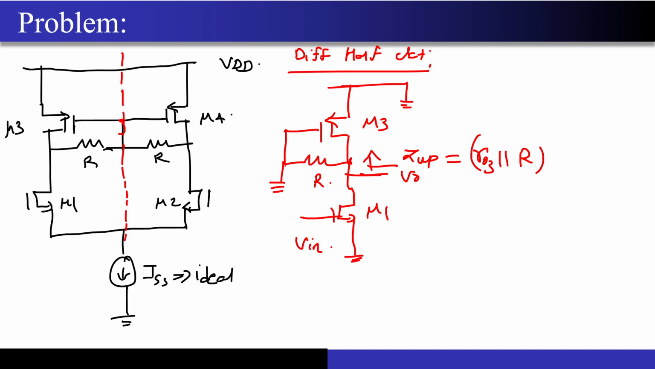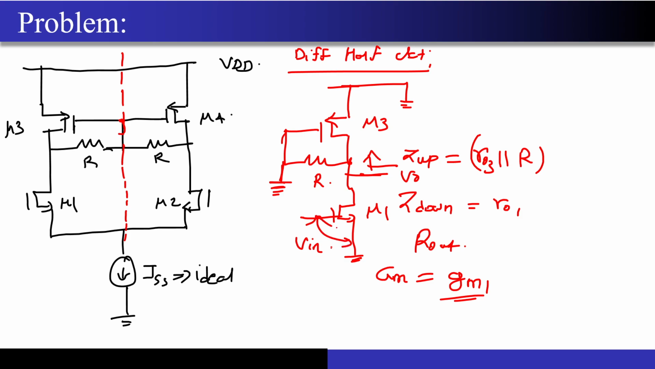The reason is that even though it seems like some kind of feedback, remember this other node is connected to the ground. Correct? This other node is connected to the ground, so that's why we have RO3 parallel R. Now if you look at Z down, it will be nothing but RO1. So you can calculate the R out net, correct? The net GM of the circuit will be GM1, correct? The entire thing is getting dropped across the VGS of this particular MOSFET, correct?